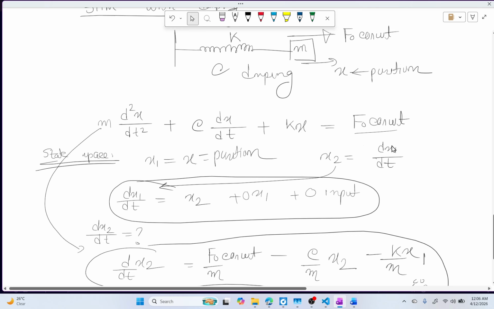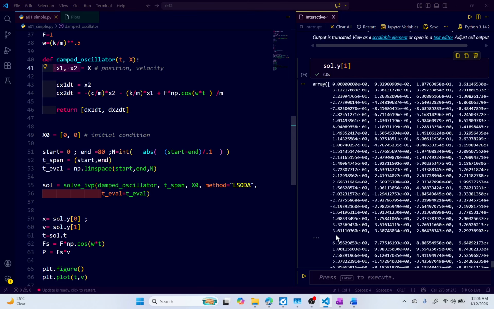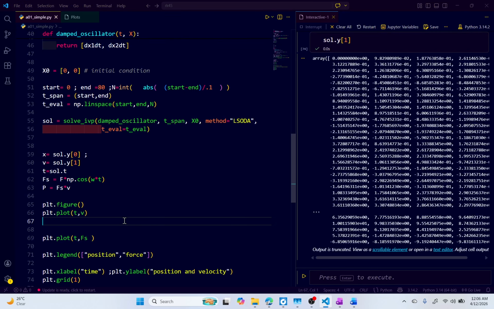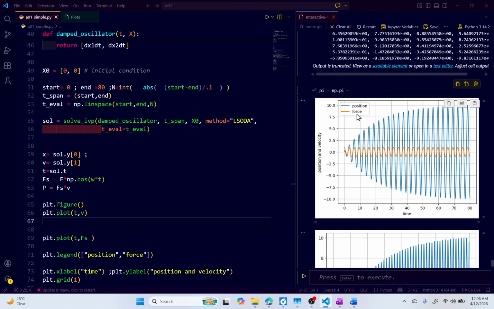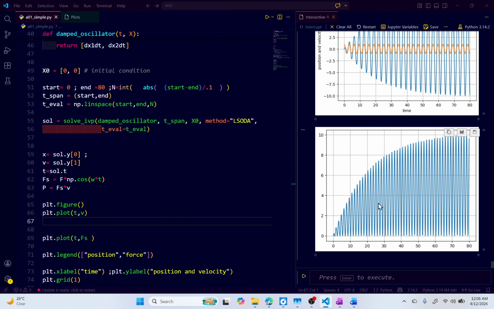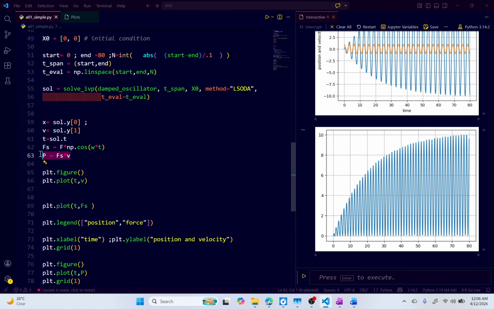And if you differentiate the position, you will get the velocity. So x1 is position and x2 is velocity, and you can see that. Then I have plotted this thing here. This is actually the position and force plot versus time, and this is the power plot. So what is power? Power is basically force times velocity.